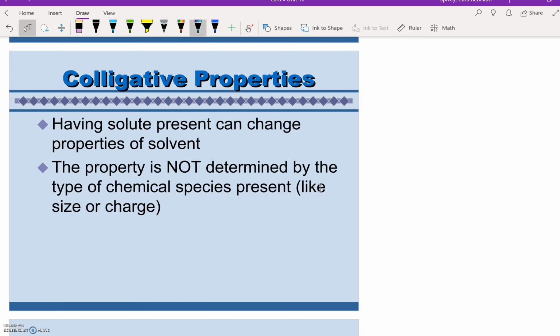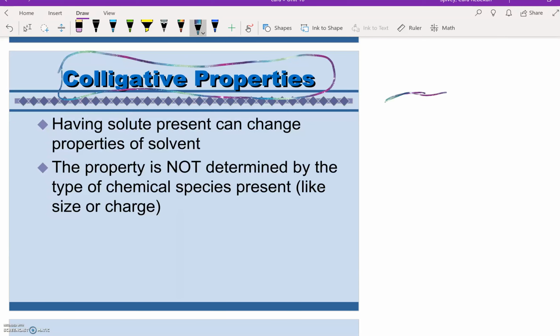Moving right along to our next topic, we have our colligative properties. Colligative properties, which is a weird word you've probably never heard before. But colligative properties attempt to explain what happens to a solvent or a liquid as we put stuff into it, right? Salt water and pure water are not going to act the same. They're going to have completely different properties because of the salt being there. It's going to make different things happen. So that's what colligative properties are trying to explain.